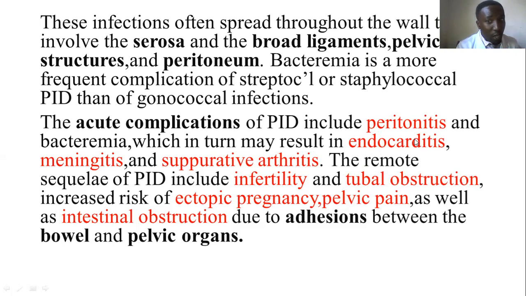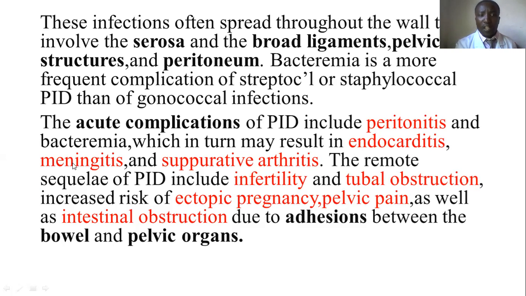I hope you are seeing from PID now to peritonitis, the abdominal cavity is inflamed. It goes ahead to involve the intestines, with pus formation within the intestines as well. I hope you can see why we are ending there. Bacteremia, presence of bacteria in the blood, too much bacteria in the blood, from bacteremia to sepsis, you know what happens, which in turn may result in endocarditis, inflammation of the inner lining of the heart.